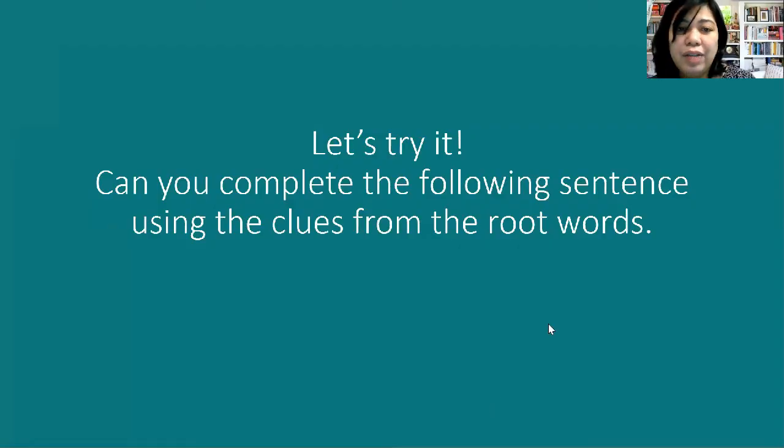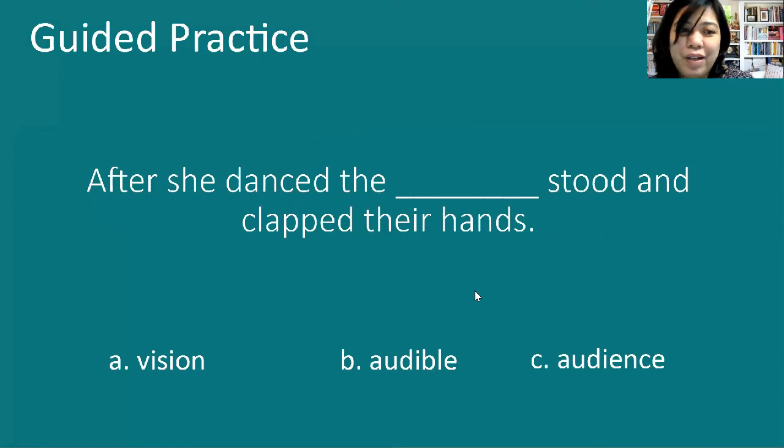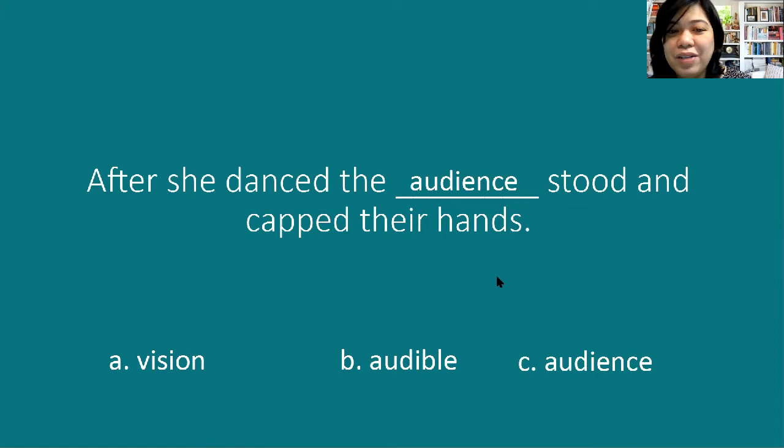So now, let's try it. Can you complete the following sentences using the clues from the root words? After she danced, the blank stood and clapped their hands. What do you think is the answer? A, vision, B, audible, or C, audience? The answer is audience.